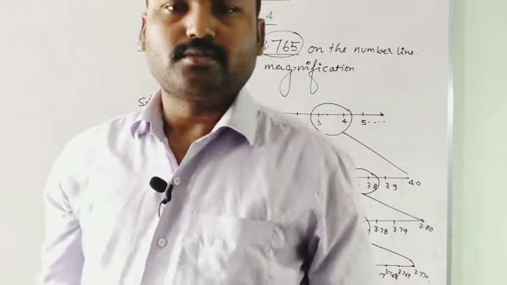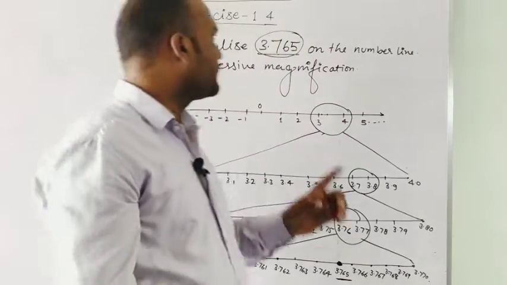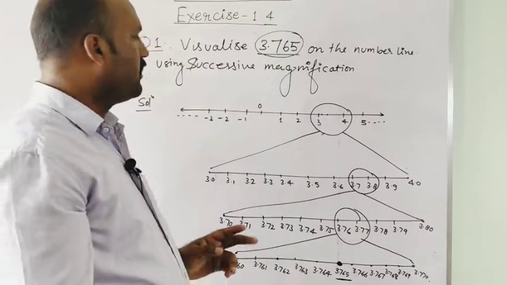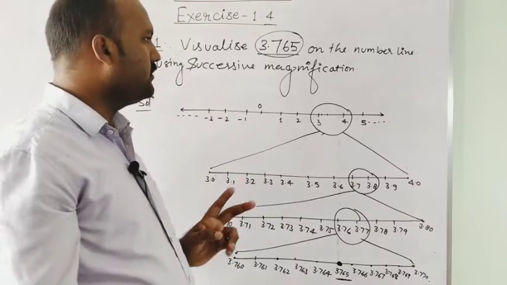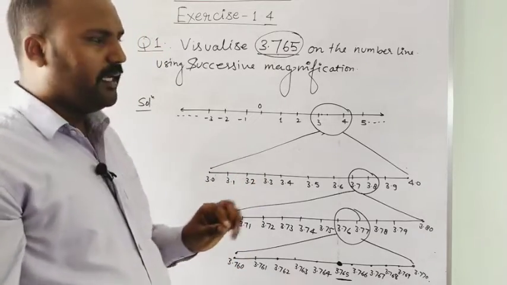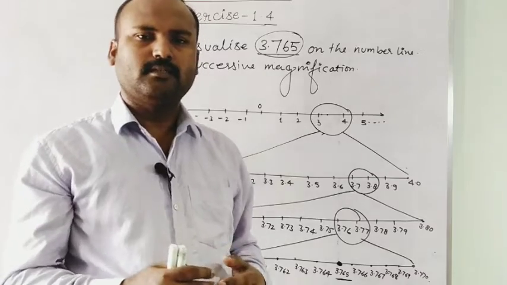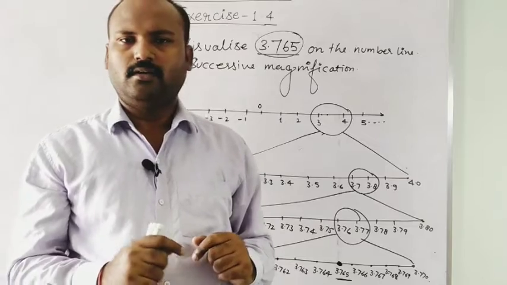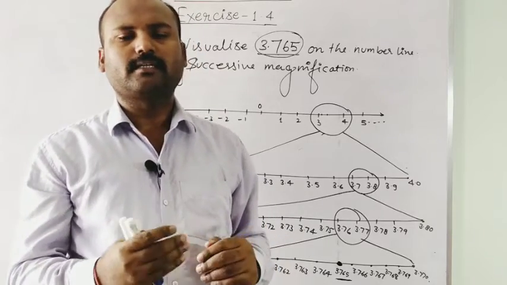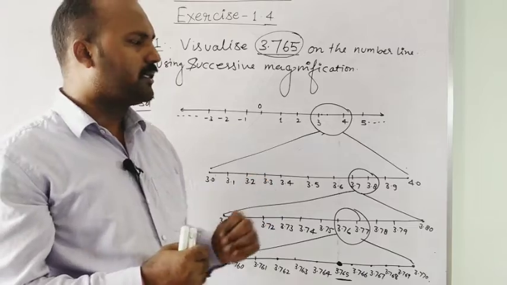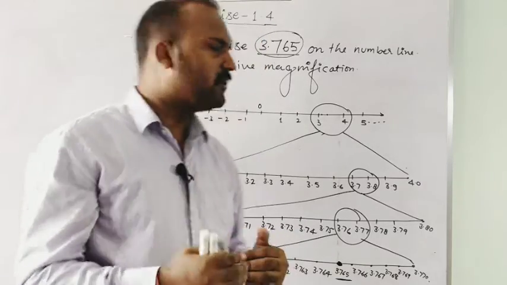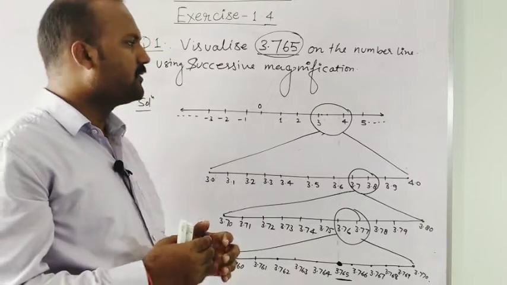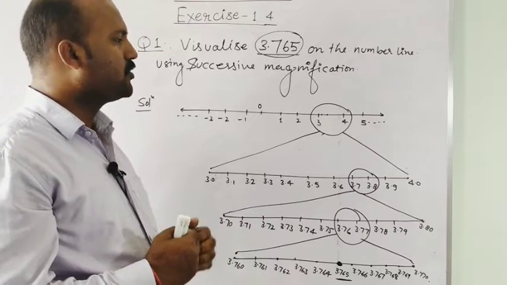Hello students, I am going to give the solution of exercise 1.4 of NCERT. There are only two questions in this exercise. In this exercise we have to visualize any decimal number, terminating or non-terminating repeating, on the number line. By which method? The method is successive magnification. You can see it in the solution.